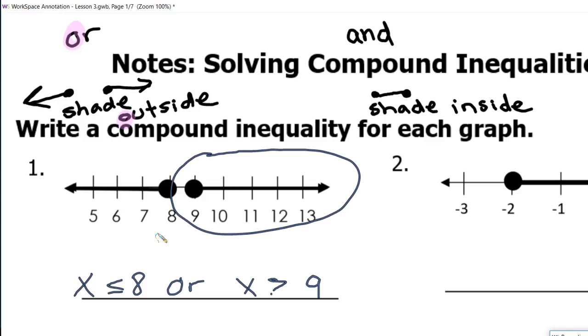Next one, number 2. Looking at the 2 endpoints, do they shade inside the points or outside of the points? Inside. If they shaded inside, it's going to be an AND inequality. Now, I like the AND inequalities because they're pretty fast to write for the answer. To write it, you need to put X in the middle, and I call it a less than sandwich. I want you to put a less than symbol on the left side and a less than symbol on the right side.